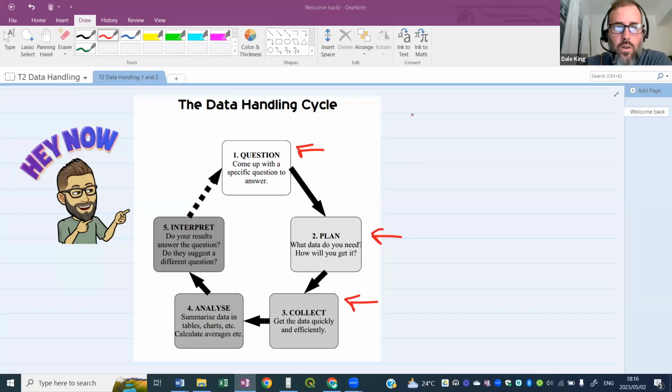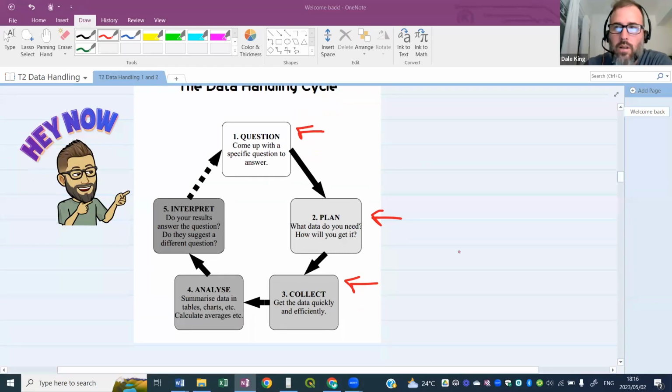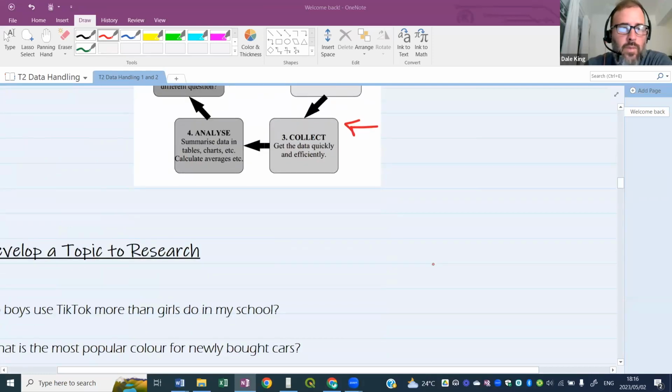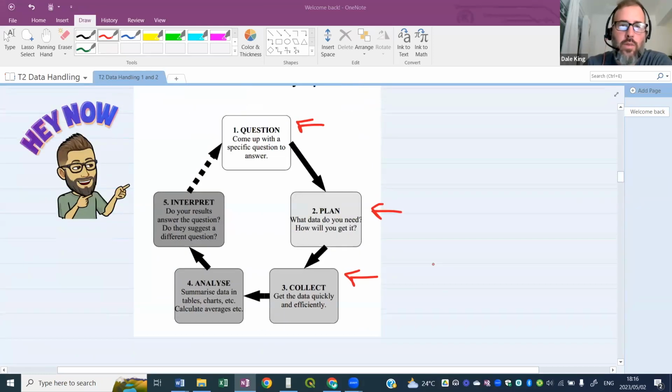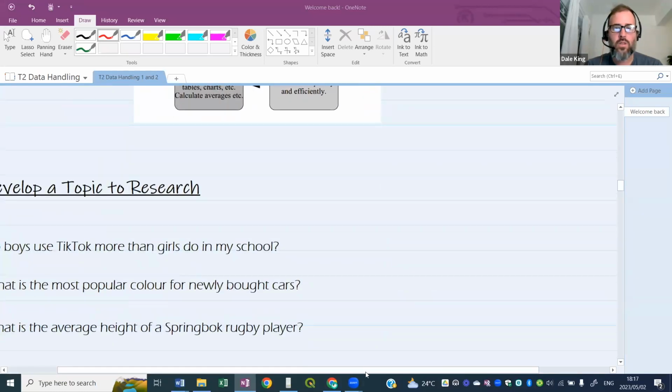Okay, so let's have a look. I've got a question: how big are the Springbok rugby players? And now I'm going to think, what should I do with that information? You might have different questions. You might have different thoughts and different questions that you want to analyze.